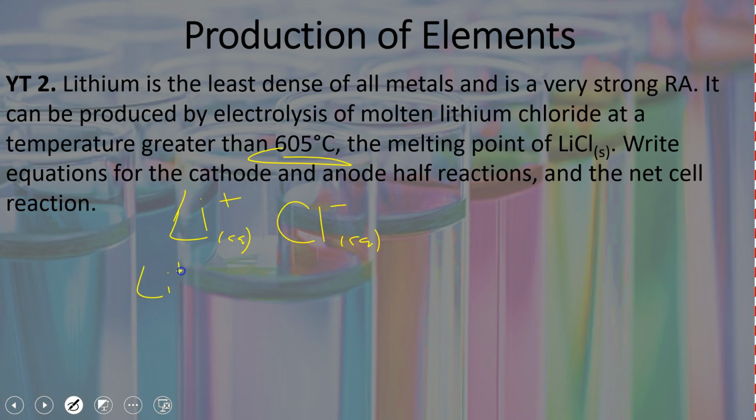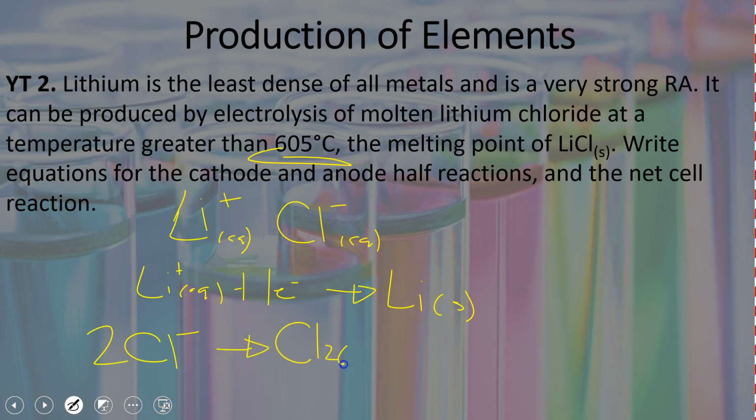So lithium aqueous would be reacting with 1 electron to become lithium solid. And then chlorine, again, 2 chlorines is producing chlorine gas and 2 electrons. And I'd have to double that. So 2, 2, 2, cancel out and summarize.